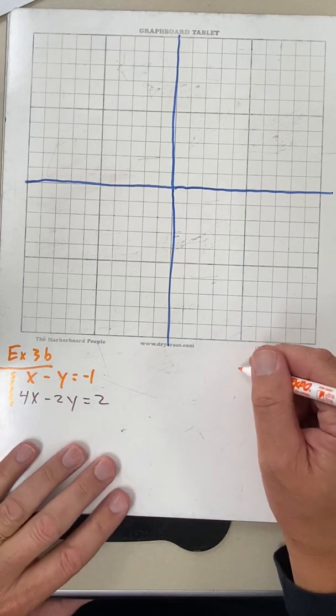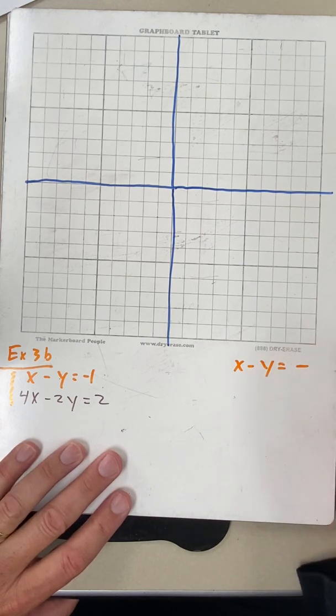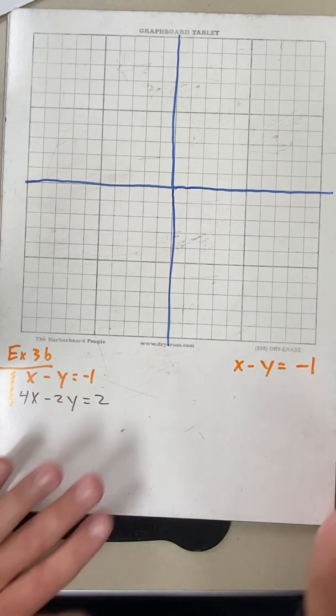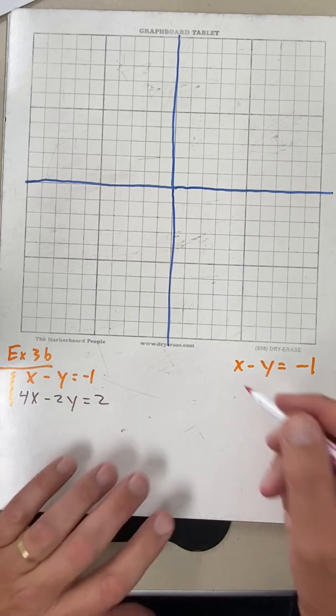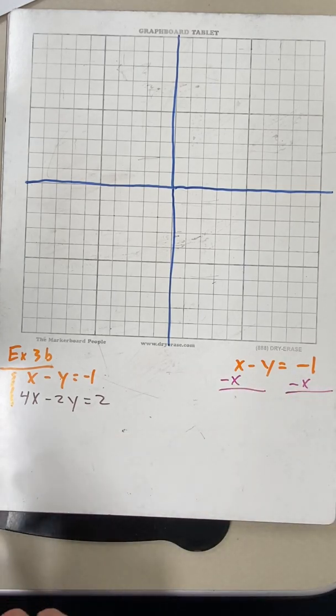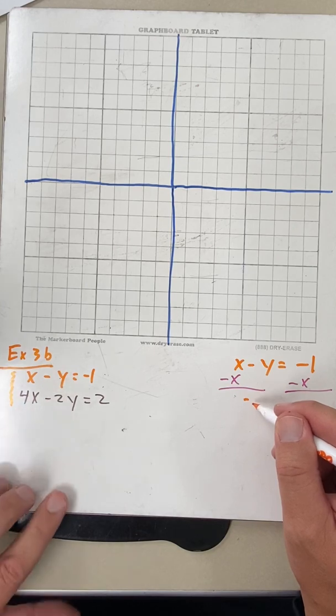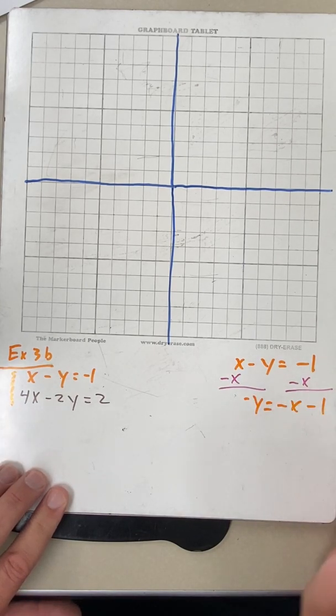All right, so we're back. Hopefully you got the same answer I have when I'm done. I'm going to subtract the x. If you notice, this one is very similar to the last one we did, except it's a negative 1. I'm going to subtract x from both sides. I will get negative y is equal to negative x minus 1.